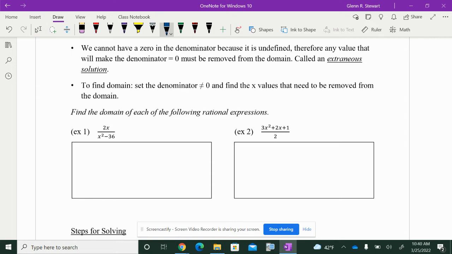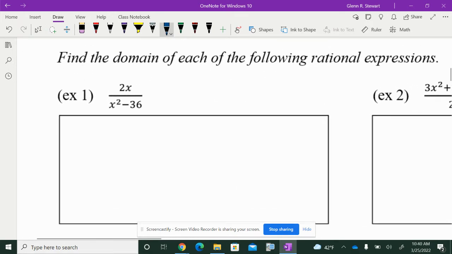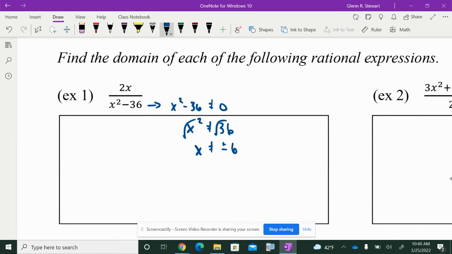In order to find the domain of example number 1, we first want to look at the denominator. The numerator has nothing to do with the problem, or at least how the domain is formed. So x squared minus 36, let's set that not equal to 0. We could solve this by factoring, or we could use the root property. I'm going to opt for the root property, it's a little quicker. Then take the square root of both sides, and I get x cannot be plus or minus 6.